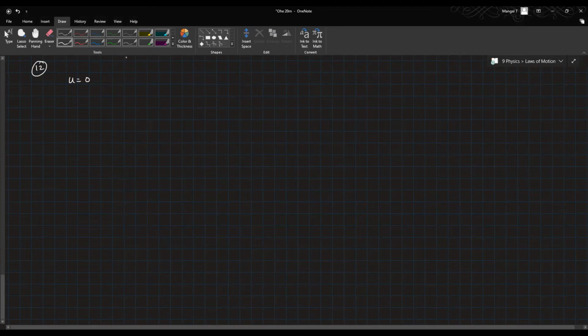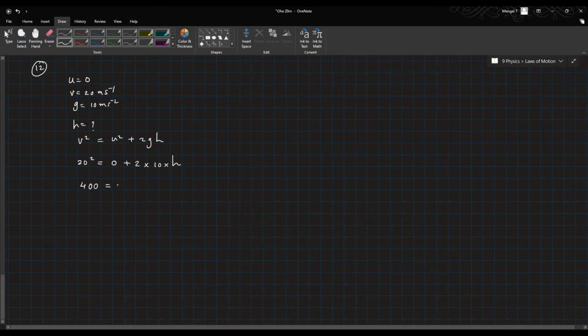u is equal to 0. It acquires a velocity of 20 meters per second on reaching the ground. Calculate the height of the tower. So you take g as 10 meters per second squared. And so 20² is 0 plus 2 × 10 × h. This is 400 is 20h. 400 upon 20, so h will be 20 meters.